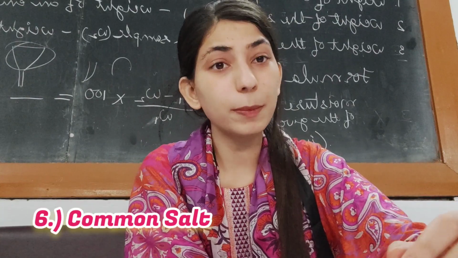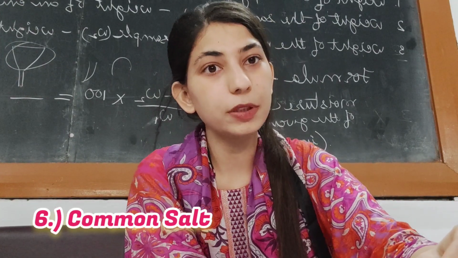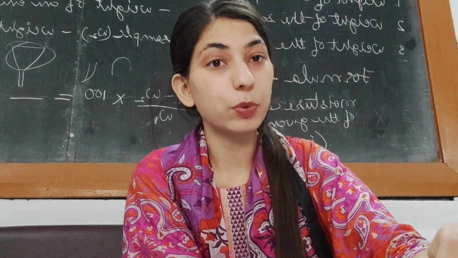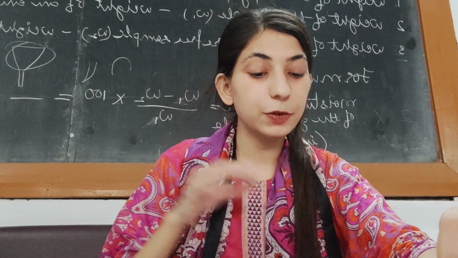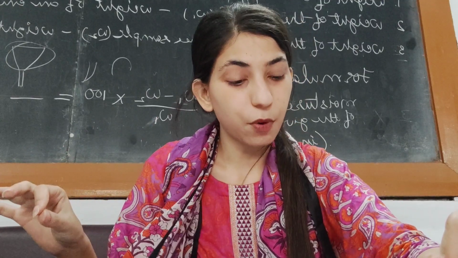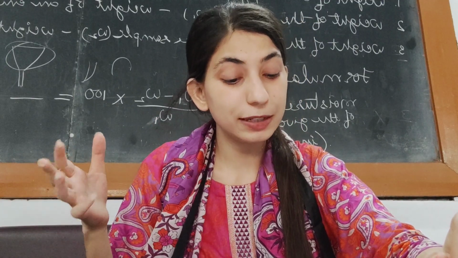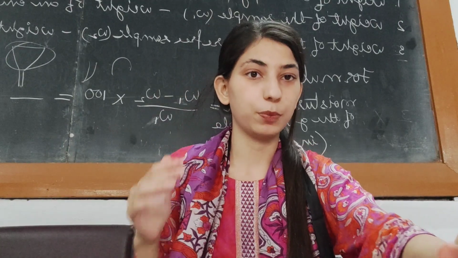Then miscellaneous foods. Then common salt. It's a very common miscellaneous food item. The adulterant which is found in common salt is white powdered stone. Stir a spoonful of sample of salt in a glass of water. The presence of chalk will make the solution white and other insoluble impurities will settle down.